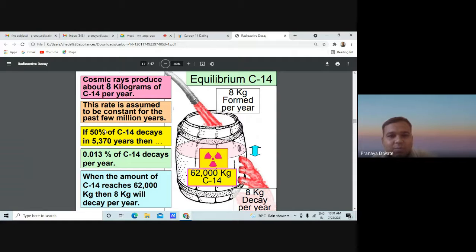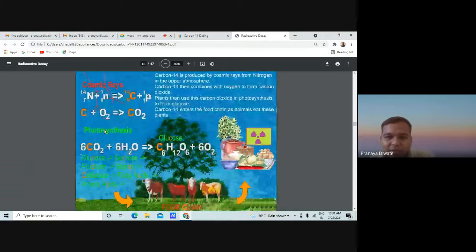Cosmic rays produce about 8 kilograms of C14 per year. This rate is assumed to be constant for the past few million years. If 50% of the carbon 14 decays in 5,730 years, then 0.013 of C14 decays per unit. When the amount of C14 reaches 62,000 kg, then 8 kg will decay per year. So this is how the operation of carbon 14 is going on.